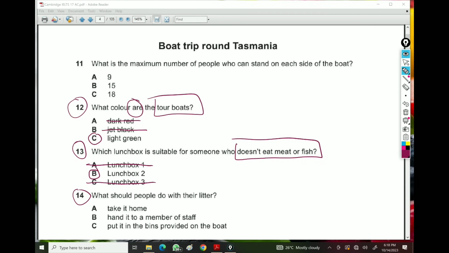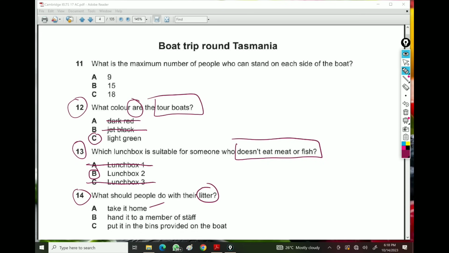Let's do one more question. Question number 14. What should people do with their litter? Now, some students don't understand the meaning of litter. Litter means garbage. So what is it that students should do with their garbage? There are three options. A, take it home, right? Put your litter in a plastic bag and put it in your backpack or take it home.